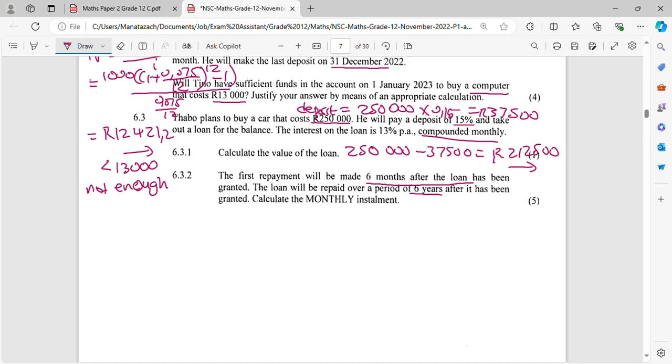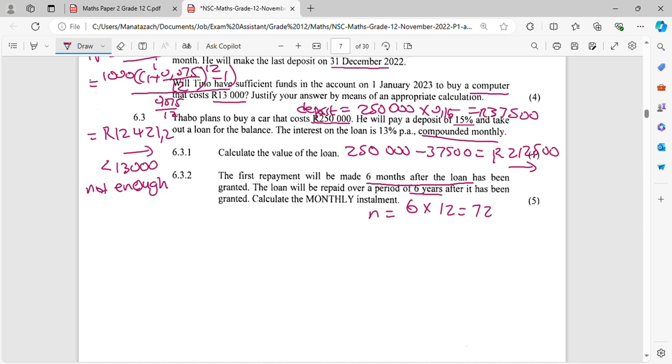Calculate the monthly installment. So 6 years, since that is compounded monthly, n is 6 times 12. How much will that be? That will be 72 payments. That should have been done in 6 years. But the first 6 months is not paying, so we'll have to subtract.